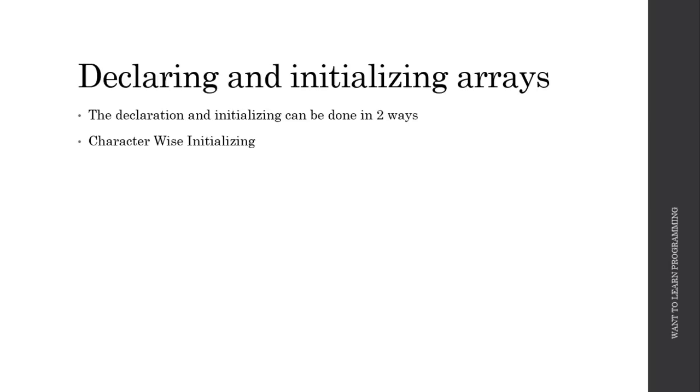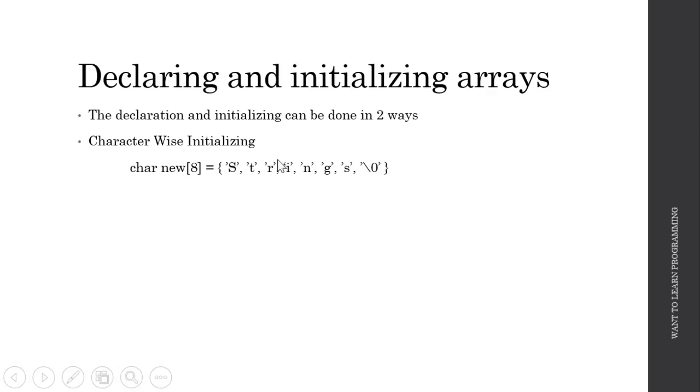Let's look at how to declare and initialize arrays. By arrays here I mean the character arrays. The declaration and initialization can be done in two ways. First, character-wise initializing, where each character is declared and initialized separately. That is, char new[8] = {'s','t','r','i','n','g','s','\0'}. So this is the way of character-wise initializing.